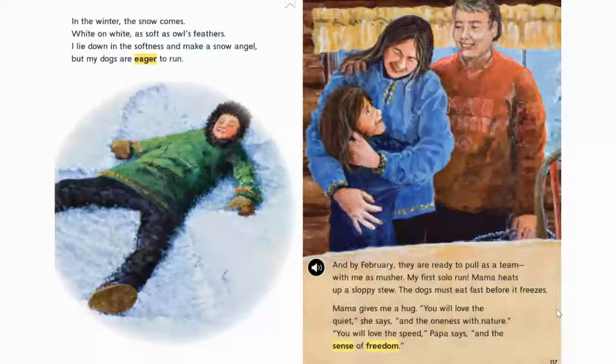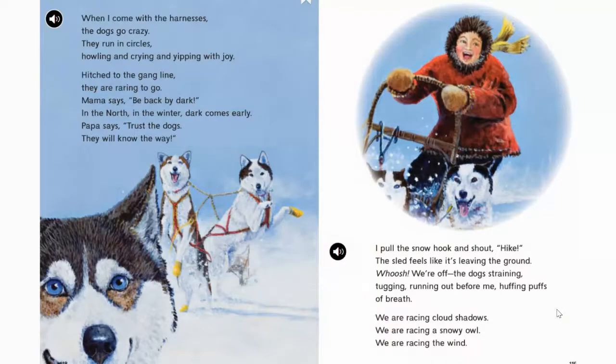And finally, the winter comes. And they're ready to go on their first solo run, the girl and the dogs. So she's about to leave on her first solo run by herself. And here we are, we see them on the solo run. We see the dogs running, they're attached to their harnesses.